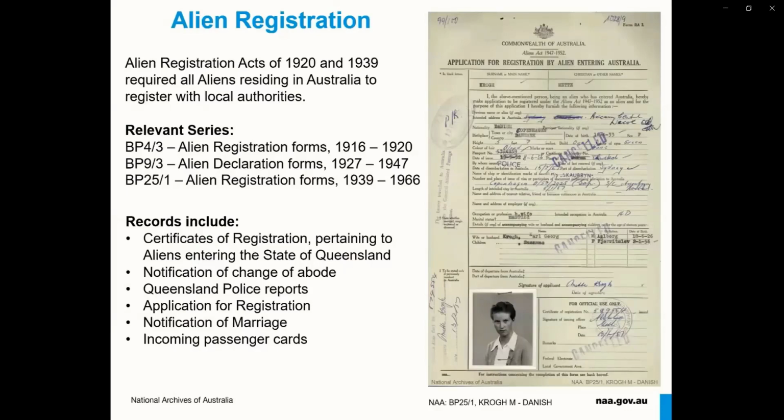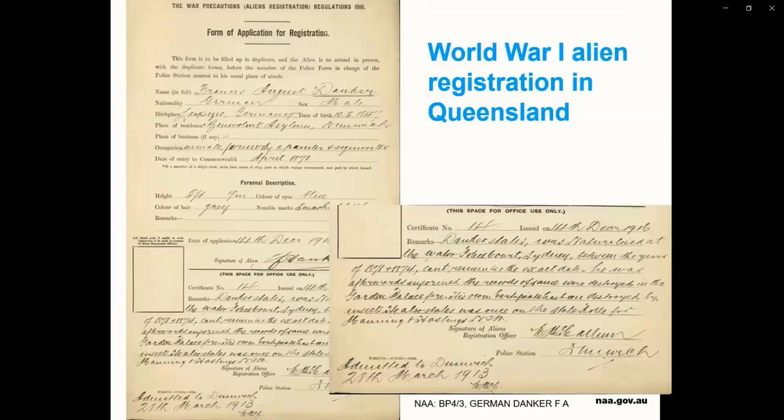Alien registration forms may include this information, as well as the mode and date of arrival in Australia, date and place of birth, and physical description or photograph. Alien registration was required during both World Wars and all the way up to 1971. So the National Archives has a large collection of alien registration forms.